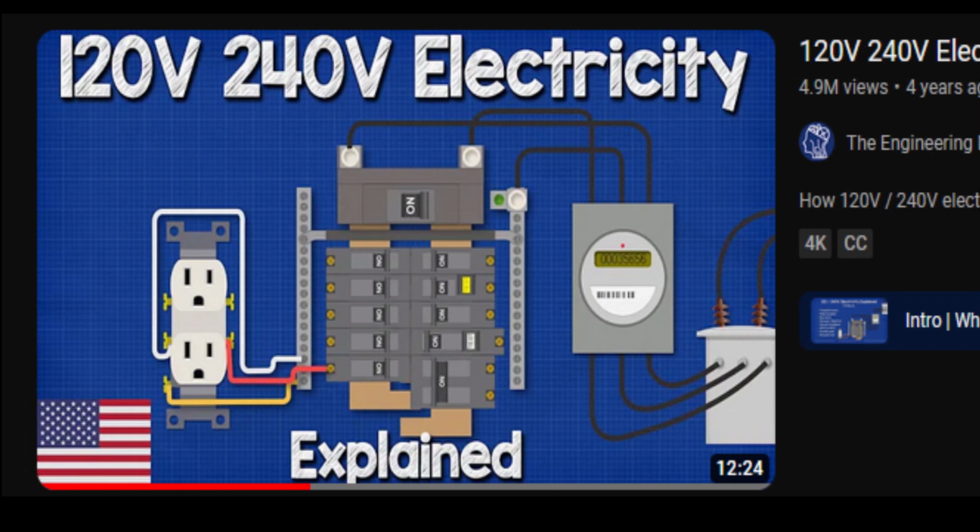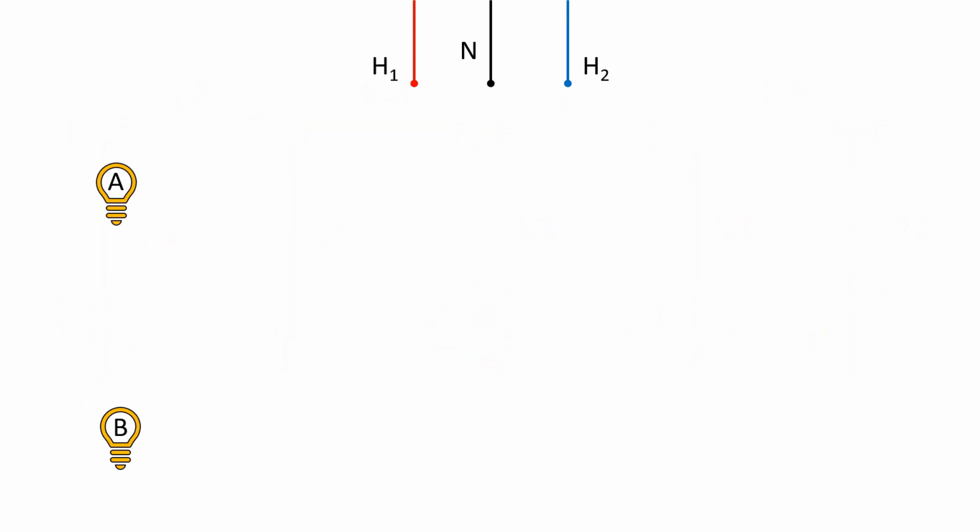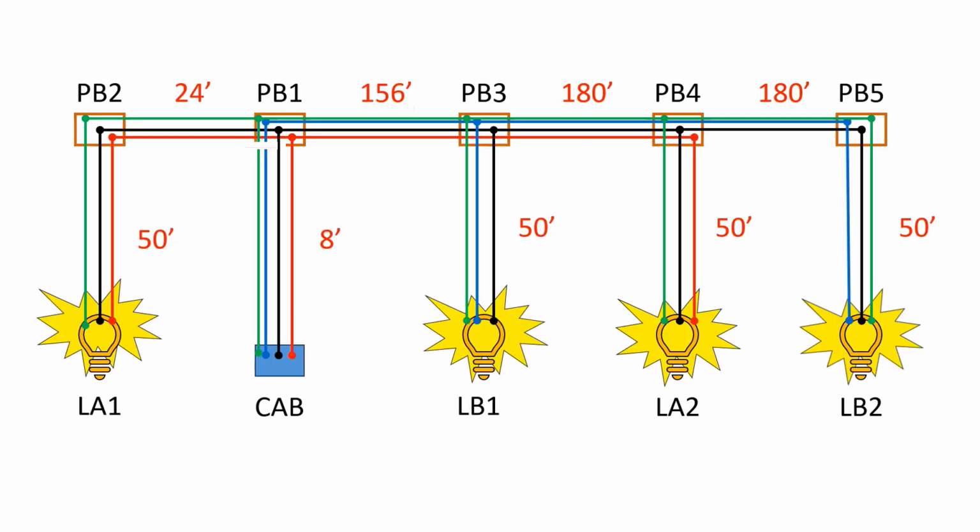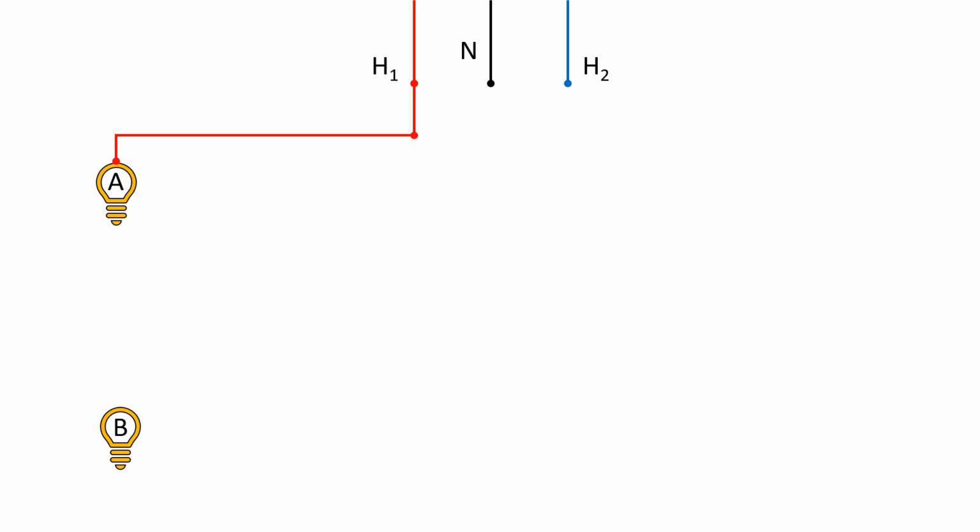The video shown on the screen here, created by the Engineering Mindset channel, does a really good job of explaining this in detail. You can follow the link in the description below. The reason this matters to us in this application is that we will be using both hot leads for our streetlight system. The A light circuit will use the first hot lead, while the B light circuit will use the second hot lead. Even though the A and B light circuits use 2 different hot leads, they share a common neutral wire.